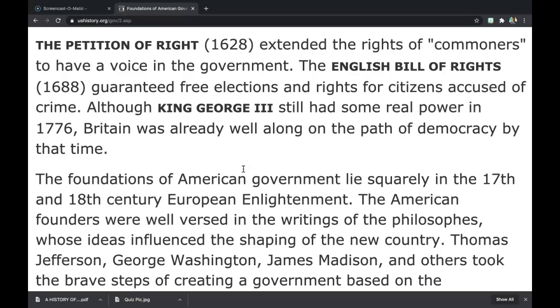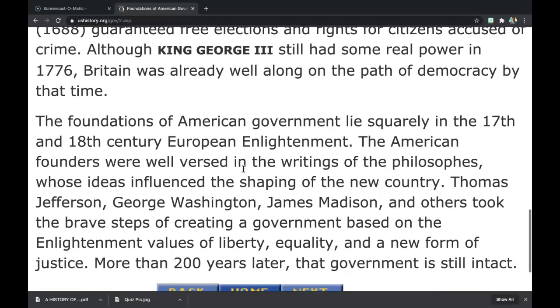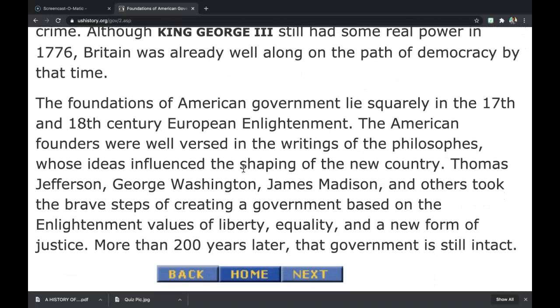The Petition of Right extended the rights of commoners to have a voice in government. The English Bill of Rights guaranteed free elections and rights for citizens accused of crime. Although King George III still had some real power in 1776, Britain was already well along the path of democracy by that time. The foundations of American government lie squarely in the 17th and 18th century European Enlightenment.